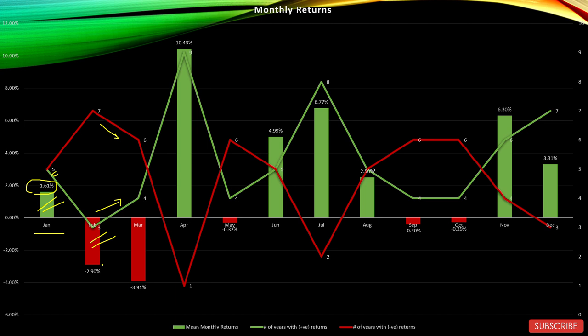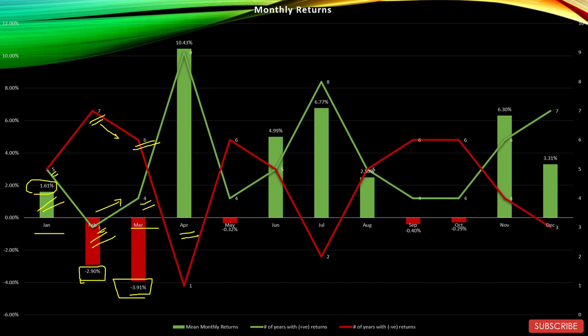February, a very weak month for this sector with average returns of negative 2.90%, with 7 negative years in the last 10 years and only 3 positive years. March, again a very weak month for the sector, with average returns over the last 10 years of minus 3.91%, with 6 negative years and 4 positive years.